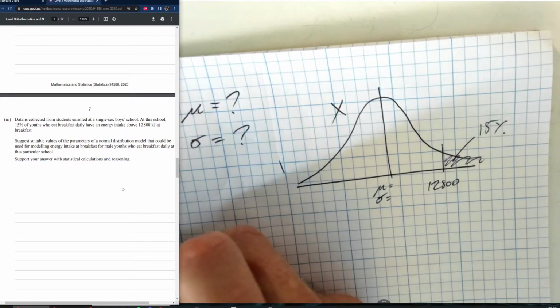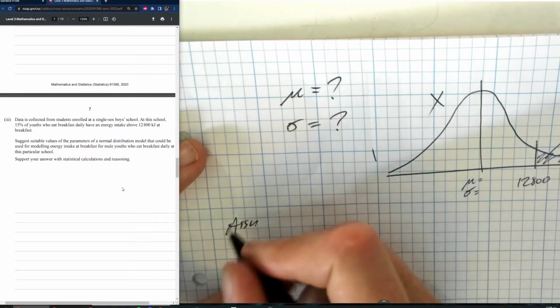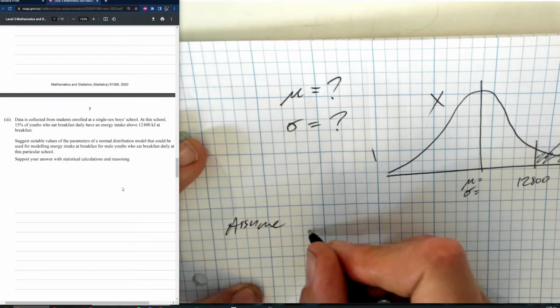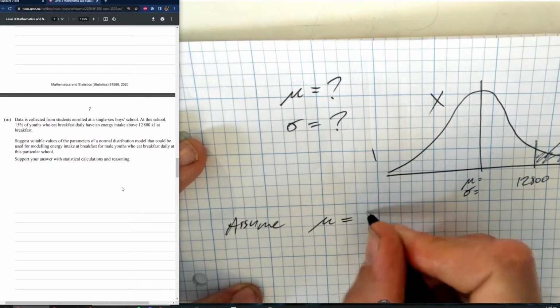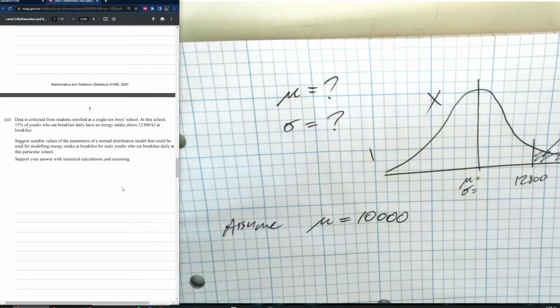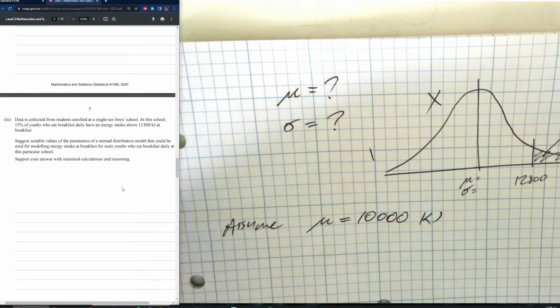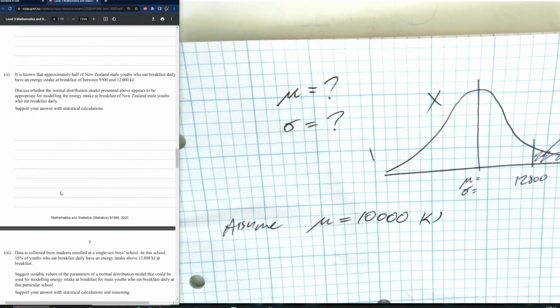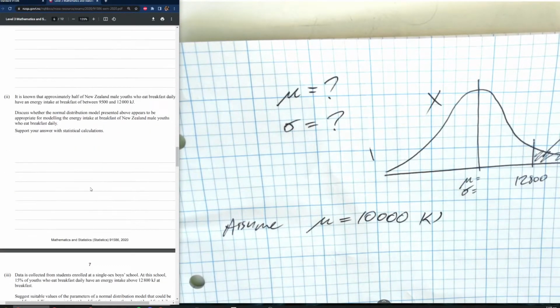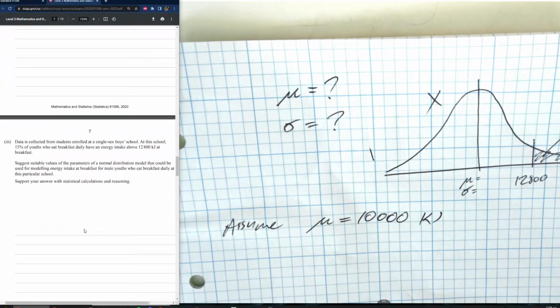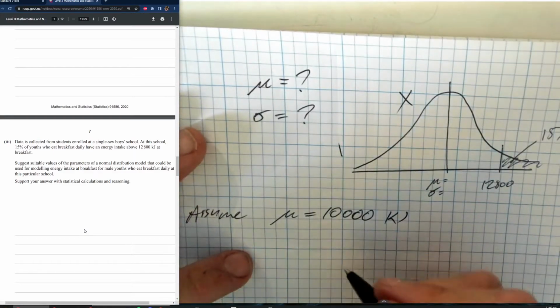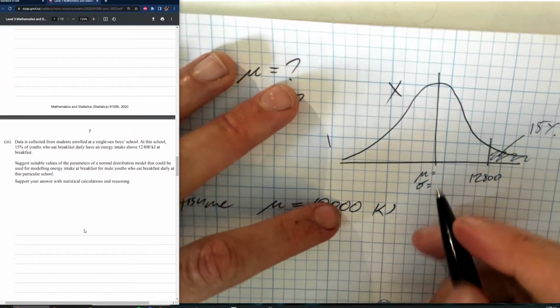Let's assume that the mean equals 10,000. Really easy number. Engineers love it. It's in the middle of what we were doing before. You should probably use some of the values that they were giving for these ones, but they haven't restricted you, so they can't remove marks for it, so I'll just pick the easiest number to work with.